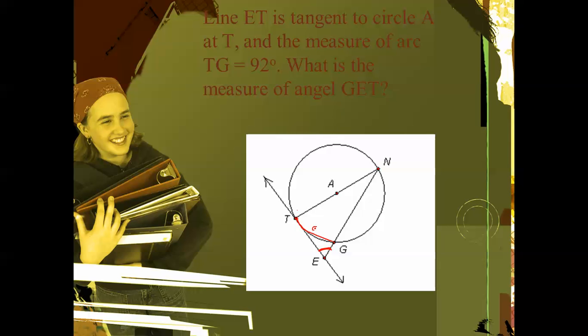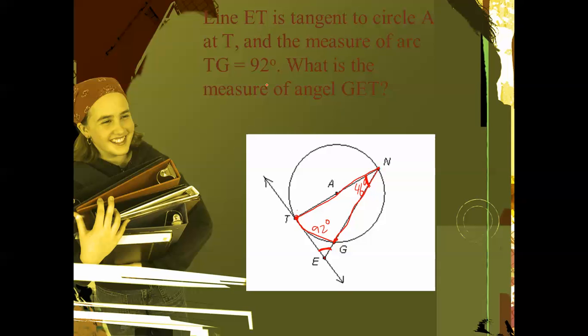Okay, the reason that that's important is because if you notice here, we have an inscribed angle, right? It has all 3 of its points on the circle. Okay, remember an inscribed angle here, this angle is half of the intercepted arc. So what we're going to do here is take 92 and divide it by 2, which is going to give us 46. So that gives us 46 degrees for that angle.